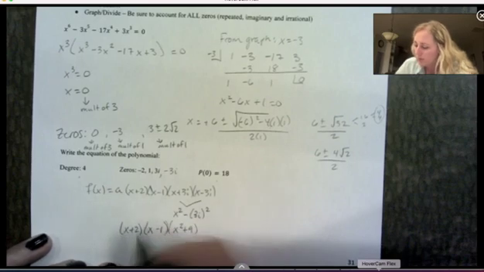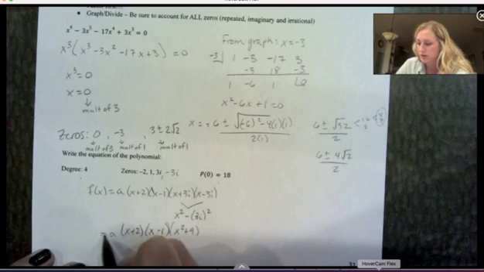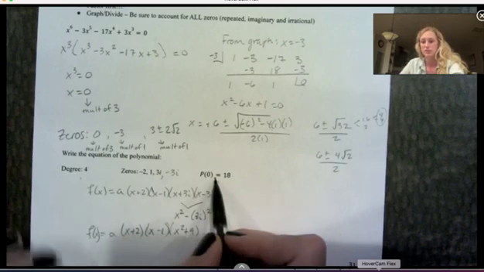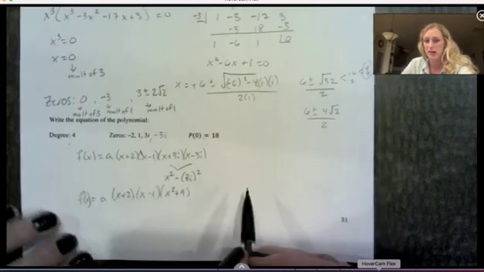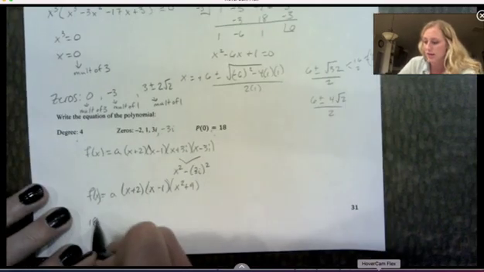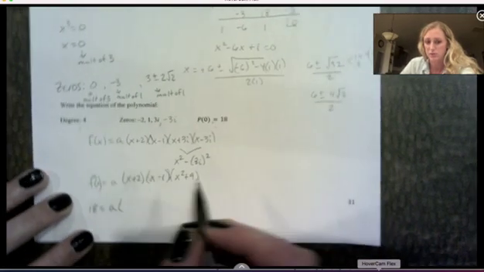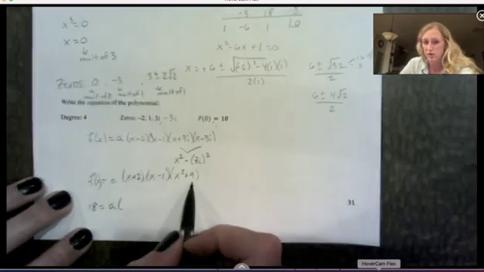All right, so now what we're going to do is we need this point to exist. So when I put in 0, I need the outcome to be 18. So I'm going to do that and solve for what the a value must be. So I'm putting in zeros for all these x's.